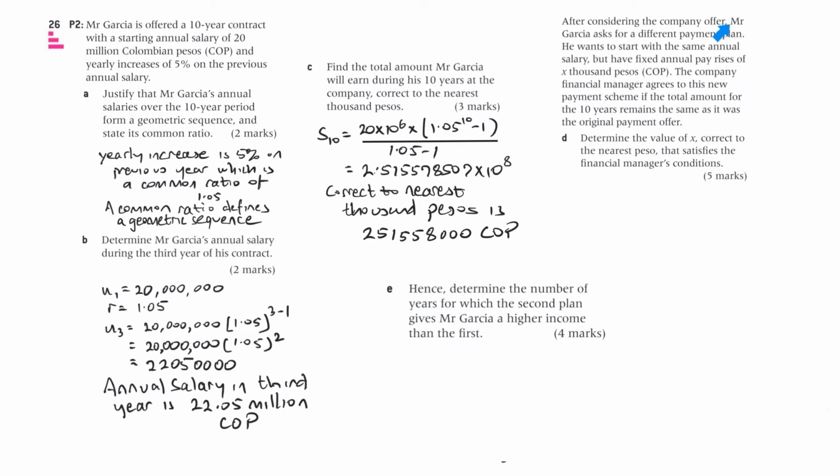After considering the company offer, Mr. Garcia asked for a different payment plan. He wants to start with the same annual salary but have fixed annual pay rises of X thousand pesos. The company financial manager agrees to this new payment scheme if the total amount for the 10 years remains the same as it was in the original payment offer. D, determine the value of X correct to the nearest peso that satisfies the financial manager's conditions.